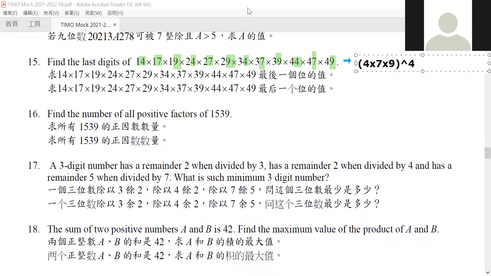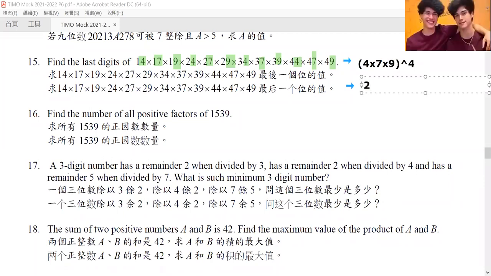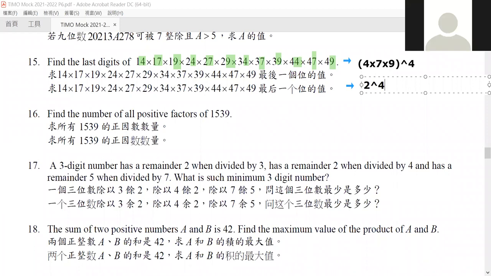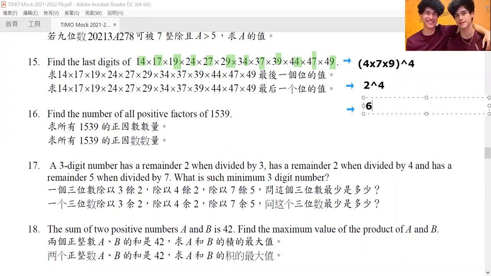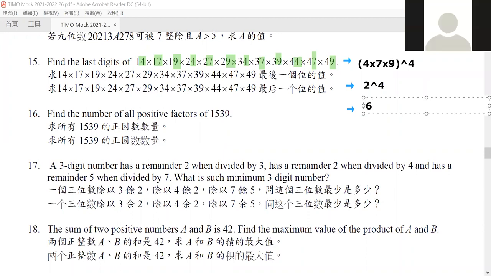But what is 4 times 7 times 9? 9 times 7 is 63, multiplied by 4, so it gets a last digit of 2. So it is equivalent to 2 to the power of 2, multiplied by itself 4 times. So it has the last digit of 6. Yes, 6. So our answer is equal to 6.